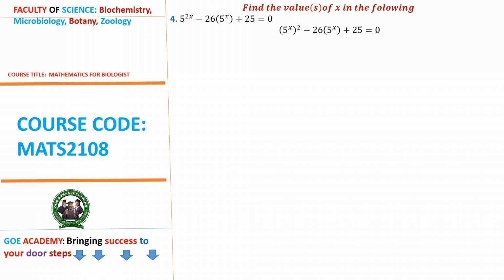So at this point, we need to let 5 raised to the power x be equal to m, or you can let it be equal to y, p, q, or whatever constant or variable you want. So let's substitute. Anywhere we see 5 raised to the power x, we replace it with m. So we will have m squared minus 26m plus 25 equal to 0. So observe that this also resembles a quadratic equation.